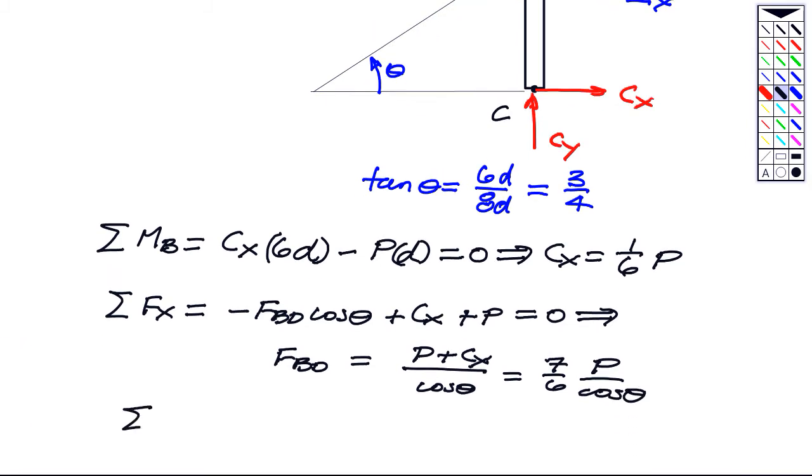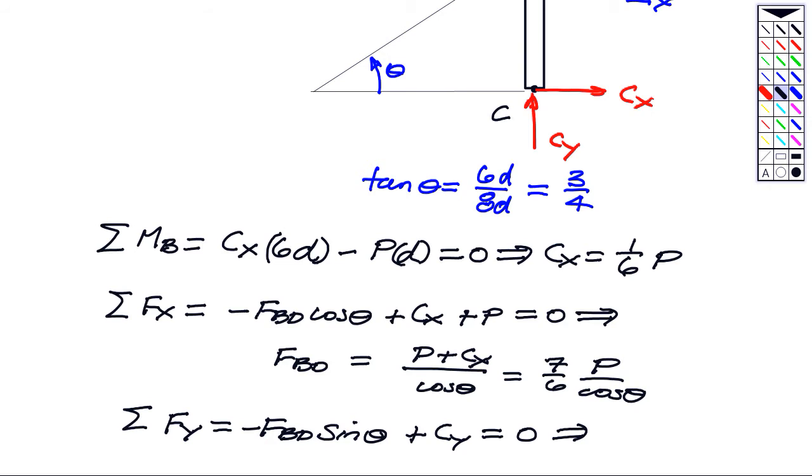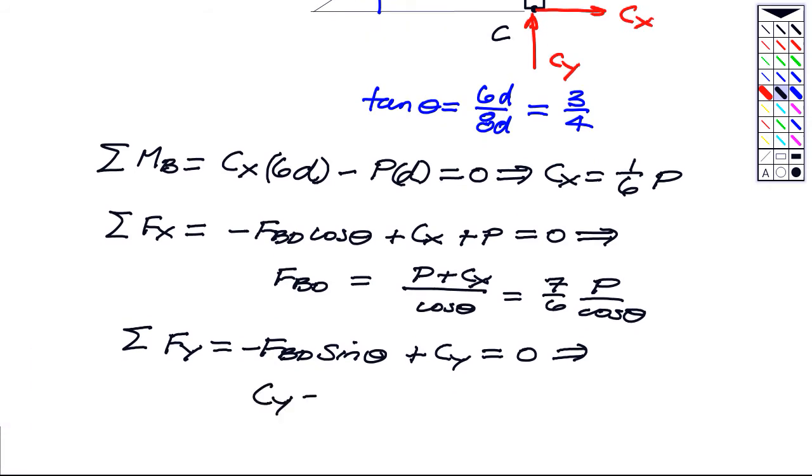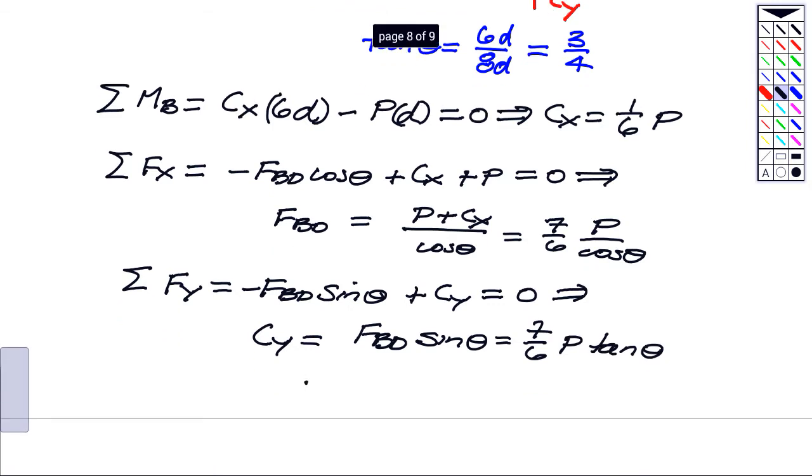We sum forces in the Y direction. We have FBD sine theta acting in the negative Y. We have CY, the Y component of the reaction at C, equal to 0. From this, we get that the Y component of the reaction at C is equal to the load FBD, which we just found, times sine of the angle. So that becomes 7/6 P times tangent of theta. The trig that we found above was that tan theta is equal to 3/4. So this becomes 7/8 P.